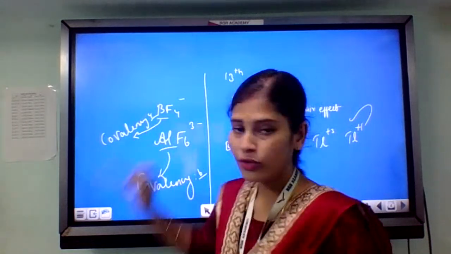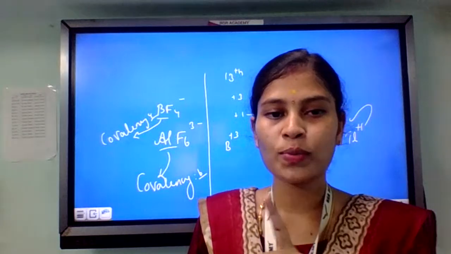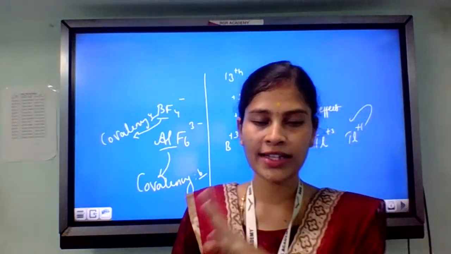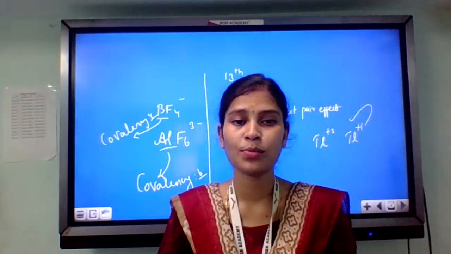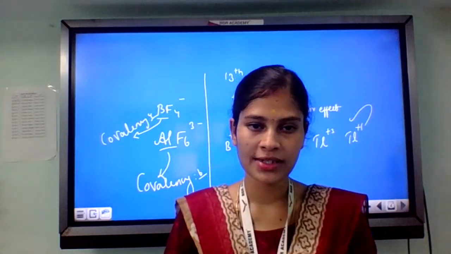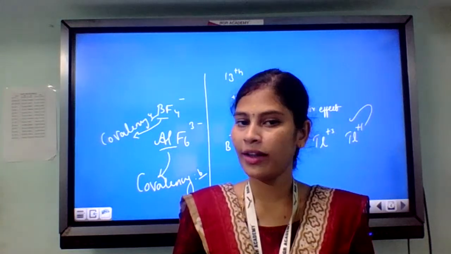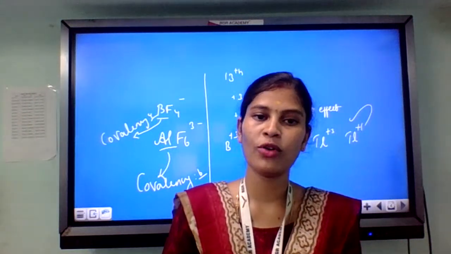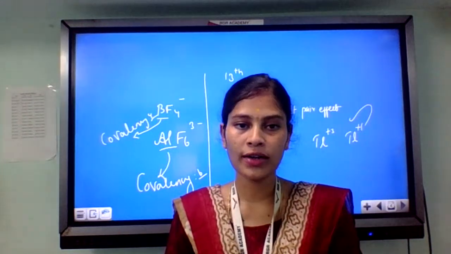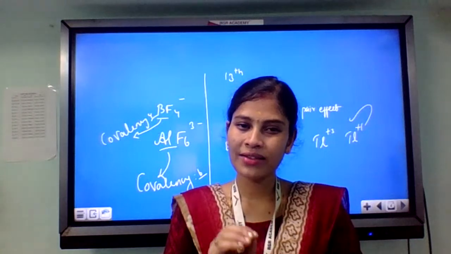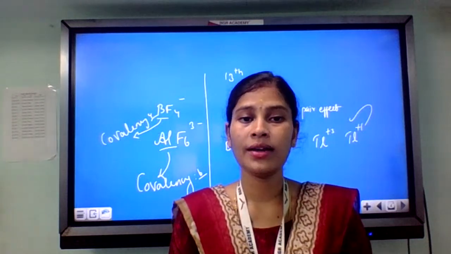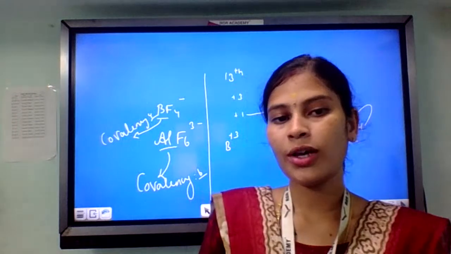So what we have to focus on next: all the groups 13, 14, 15, 16, 17, 18, the anomalous properties of the first element. Okay, so anomalous property points you have to go through. It's not only for P block but also for S block and diagonal relationship. These may look very simple, but statement type questions will be asked.